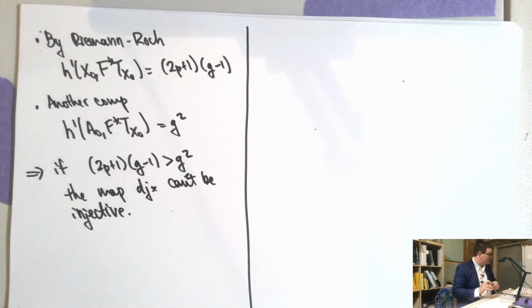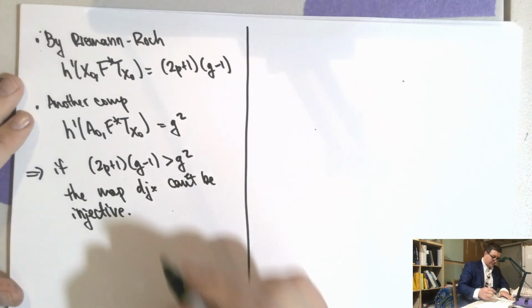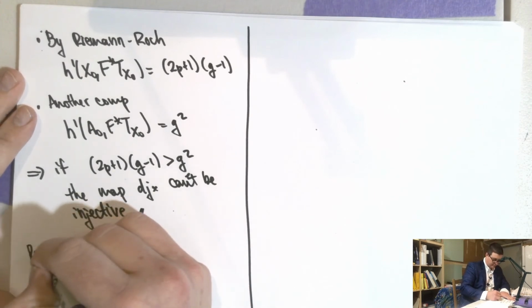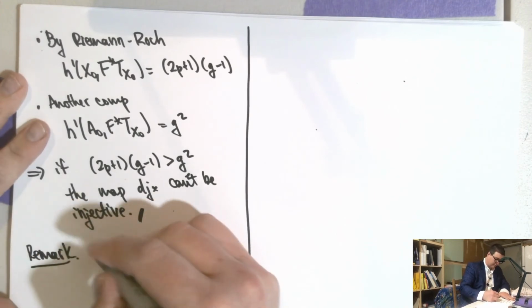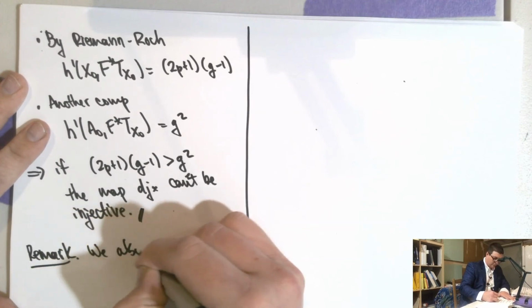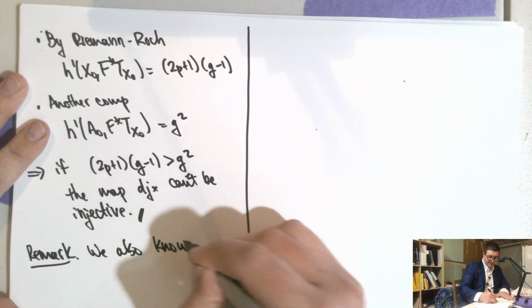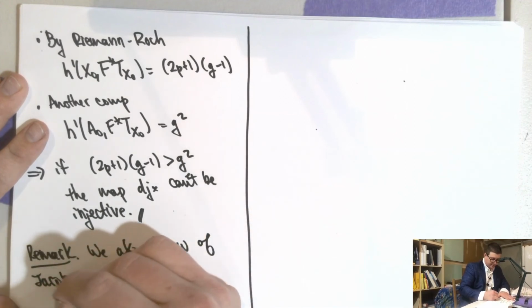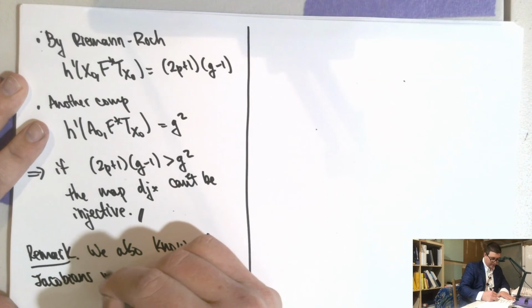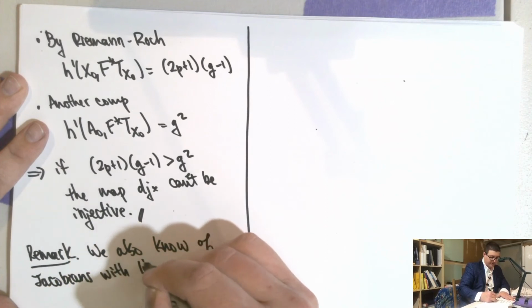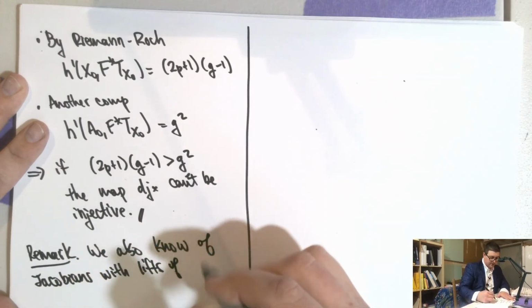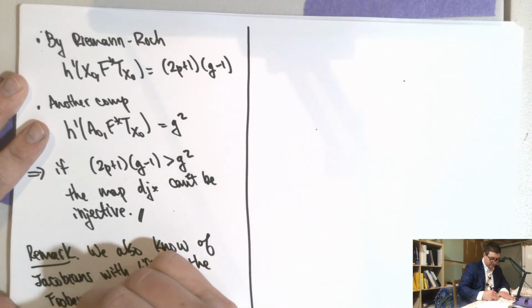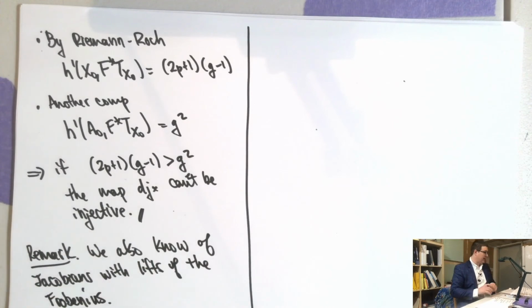Okay, so also note we also know of Jacobians with complex multiplication. So we also know of Jacobians with lifts of the Frobenius.